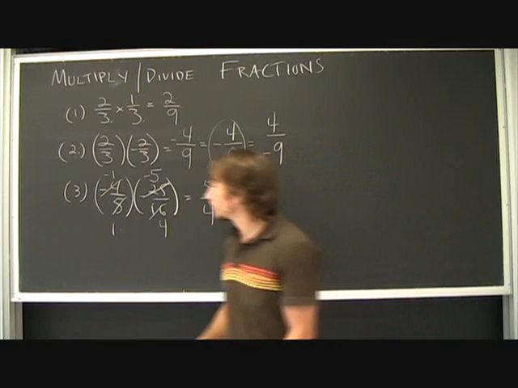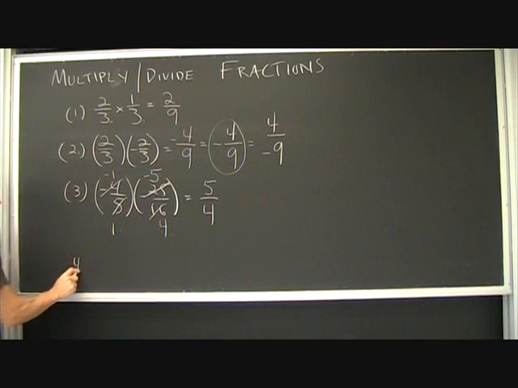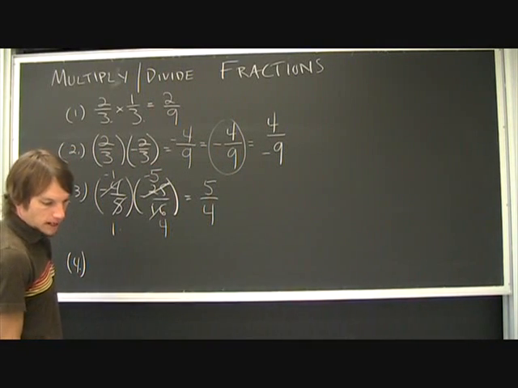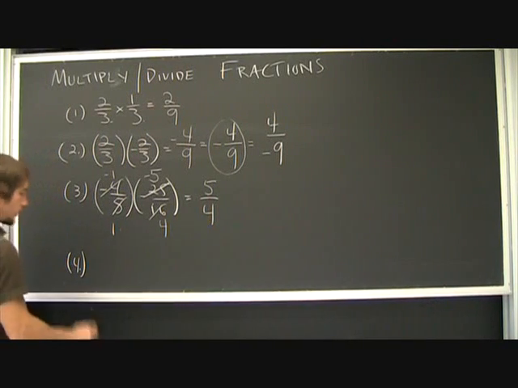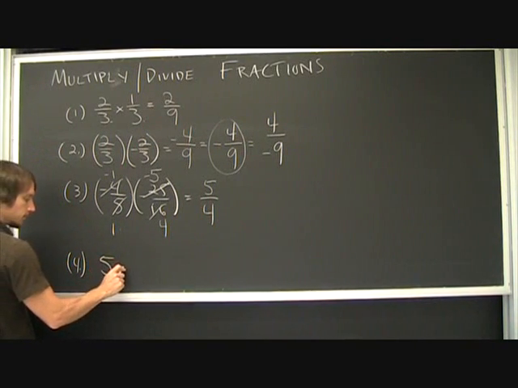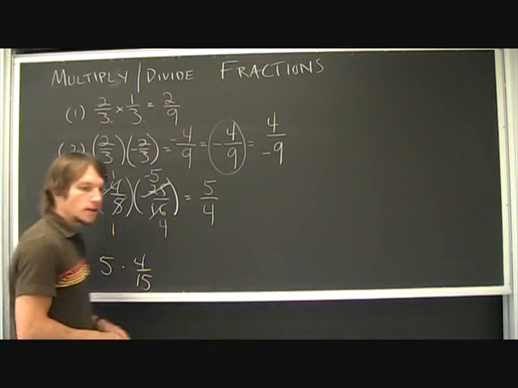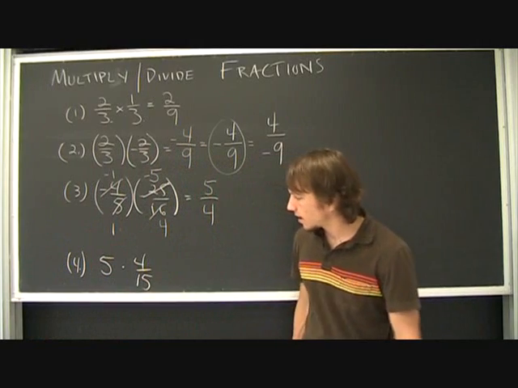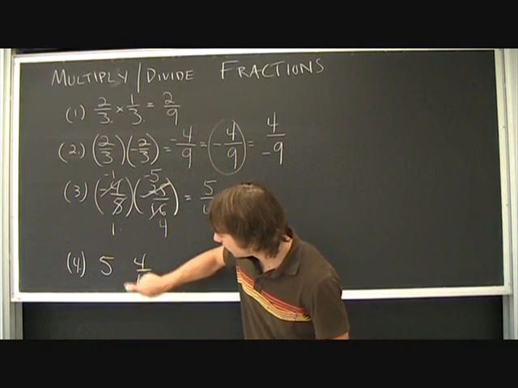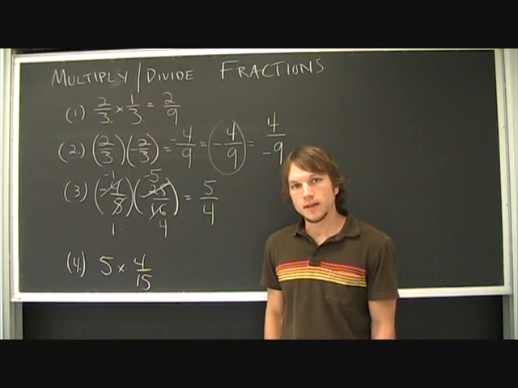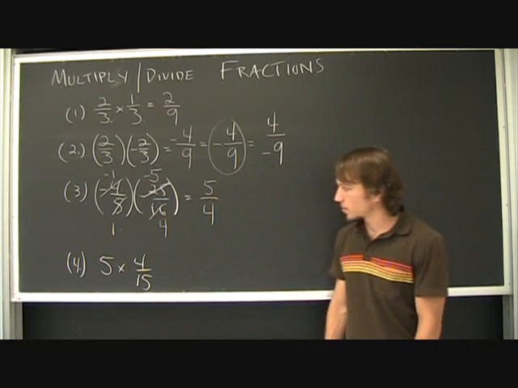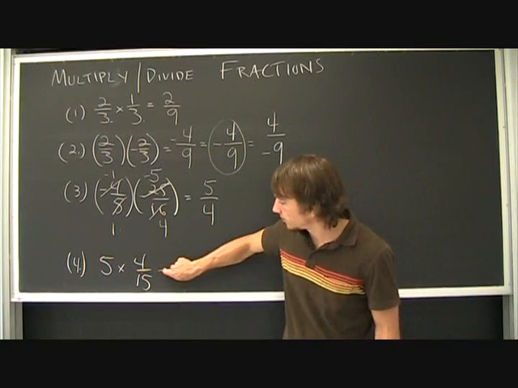Okay? Another example. How about 5 times 4/15? Okay, another notation here. This little dot means times. So 5, it could look like that. And that's the same thing, okay? Different notations for multiplication. I want to show you all of them.